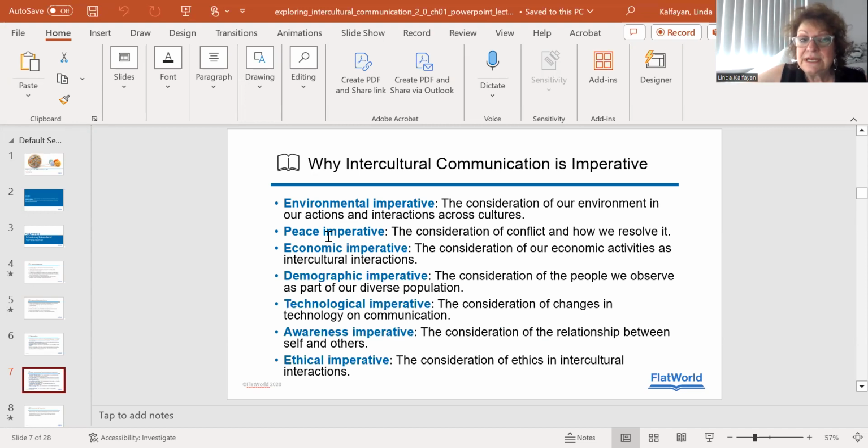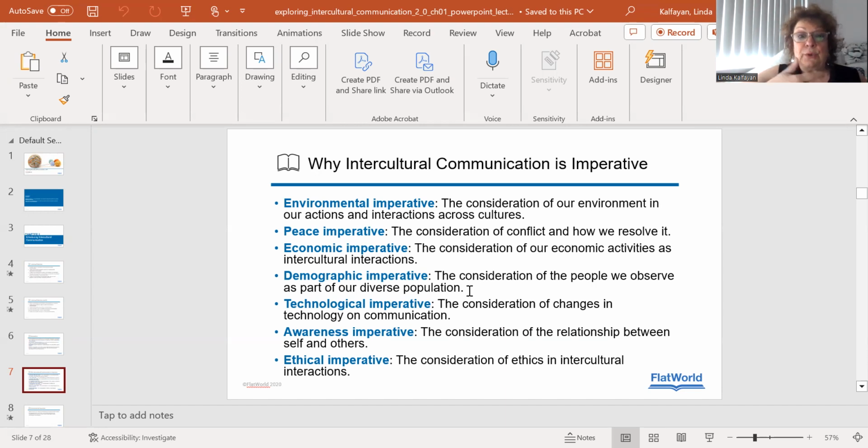Okay, that's your ultimate. I know we always want to get our own way, but we want to understand what is best for the situation and the people involved. And economic imperative, the consideration of economic activities as intercultural exchange interactions. So you will understand, see all these imperatives. So you know that's probably going to be a question on your exam, knowing all the differences between environmental, peace, economic, demographic, consideration of people we observe as part of a diverse population.